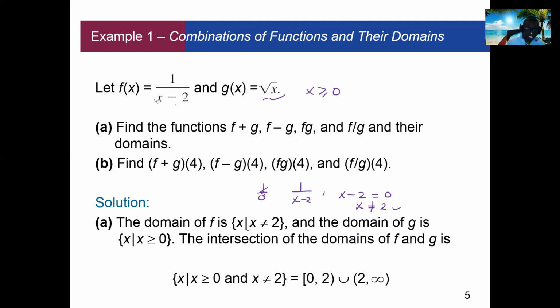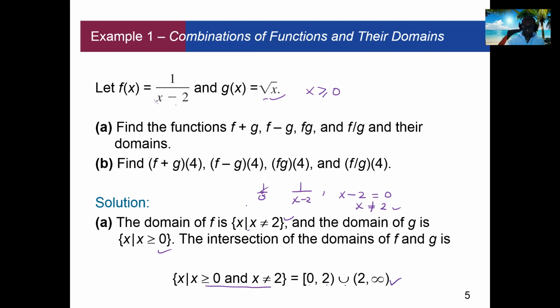So the domain of g is what? Greater than or equal to 0, as explained. Then what's their intersection? The domain of f is all x except for 2, and for g it is x greater than or equal to 0. If you combine the two, it belongs to both of them. It cannot be anything to the left. It cannot be negative or less than 0. So it has to include 0 to 2, and then from 2 to positive infinity.